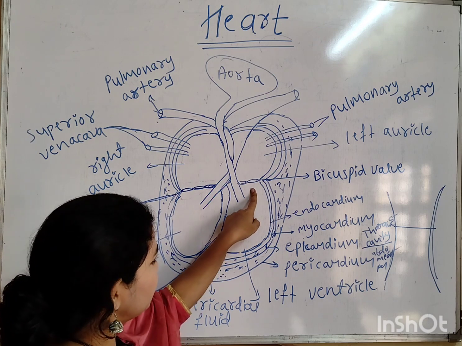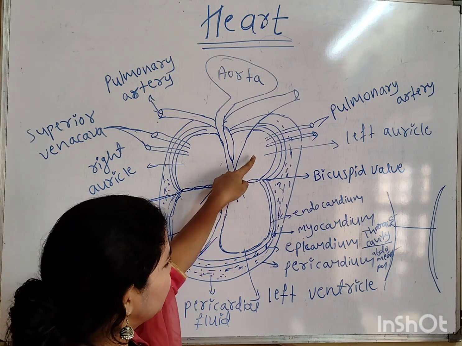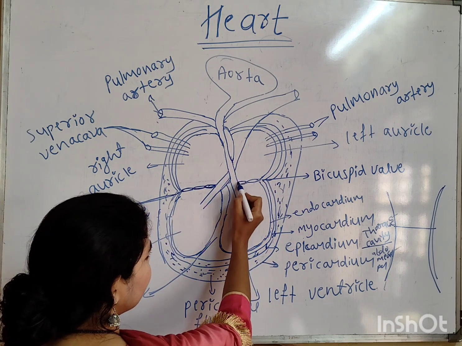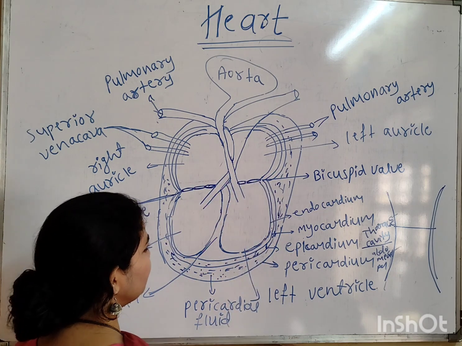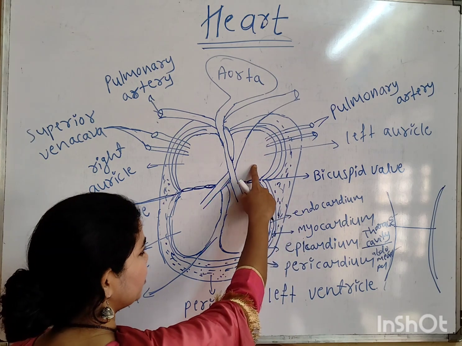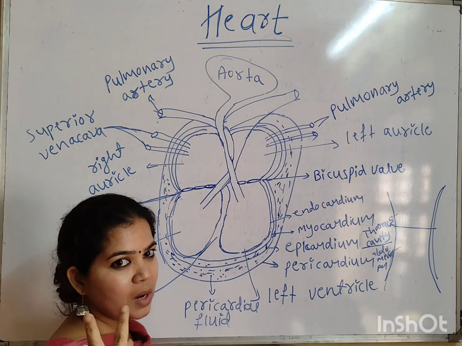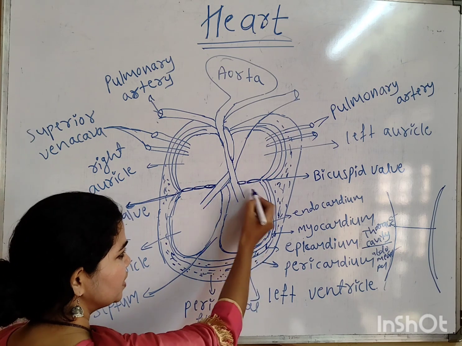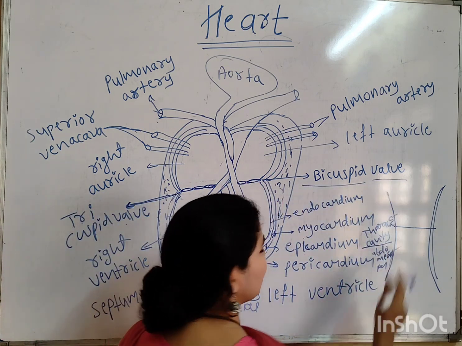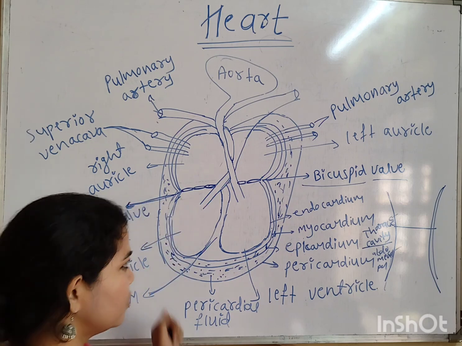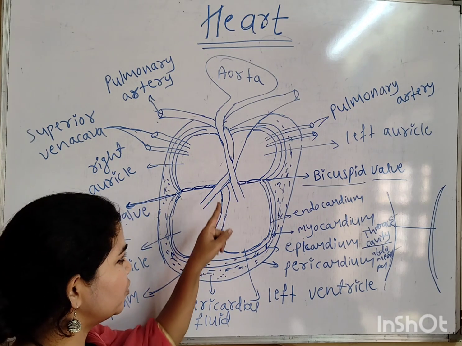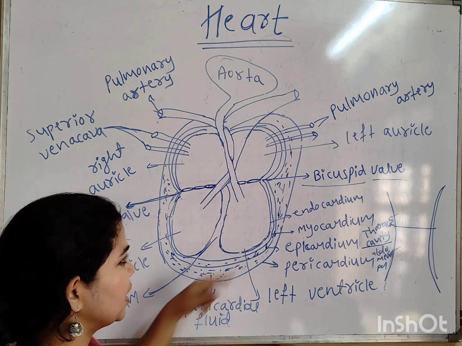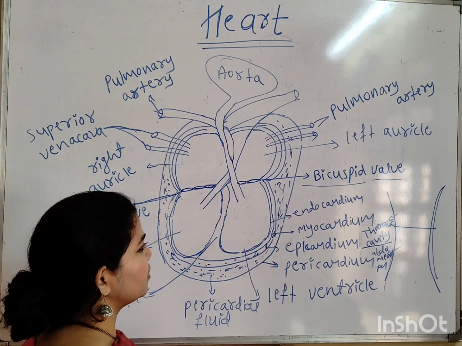Okay. In between the left auricle and left ventricle, there are only 2 valves. So how many valves are found in between the left auricle and left ventricle? 2 valves. This is called the bicuspid valve. Bi means 2, so there are 2 valves found between the left auricle and left ventricle. That valve is called the bicuspid valve.